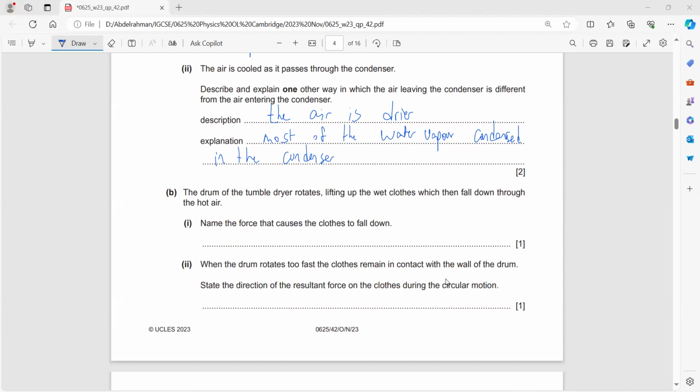What is the force that causes them to fall down? Well, it's a very simple force. Any ideas? Their weight, gravity. Yes, gravitational force, weight, yes.